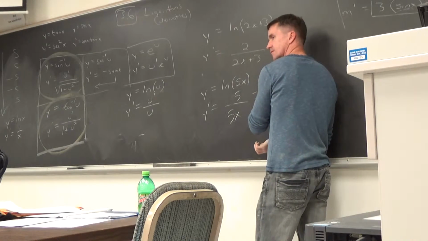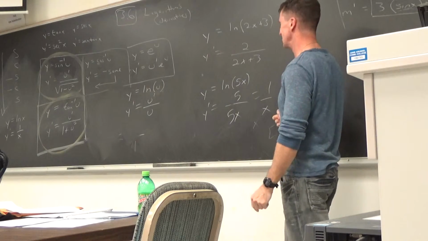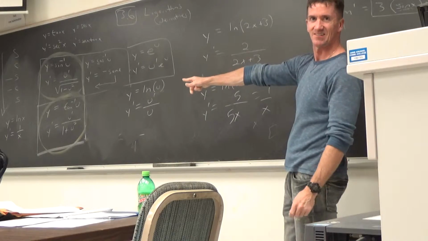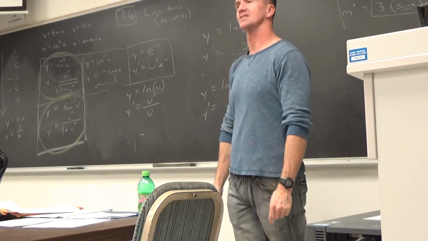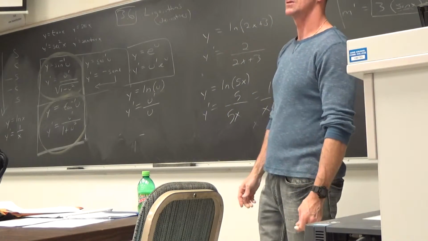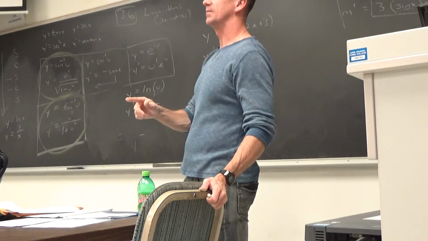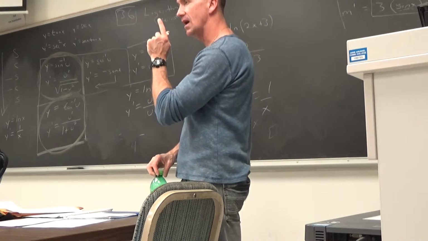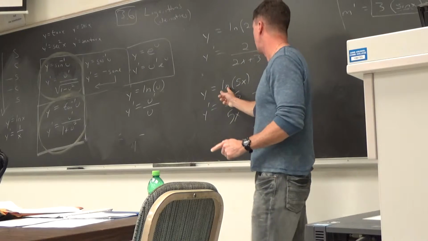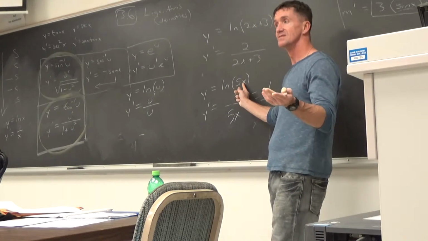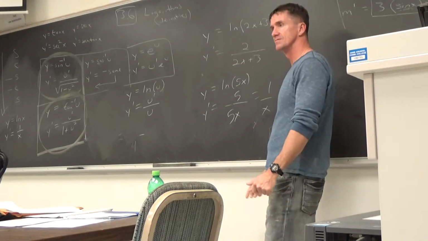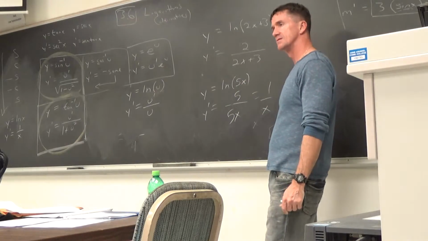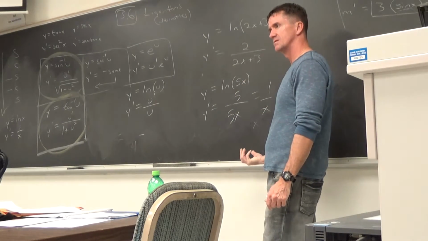Oh, so this is the same answer as what? The derivative of ln of x is the same as the derivative of ln of 5x. You all agree? That would be a fun math proof: prove that the derivative of ln of x is always equal to the derivative of ln of ax, where a is a constant. You could prove it and show all that math.